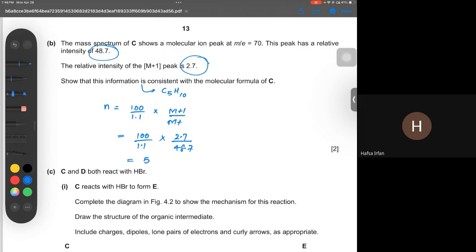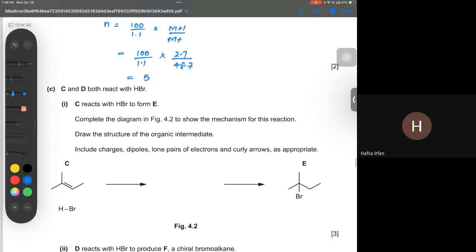Around I would be getting 5. C and D both react with HBr. Complete C reacts with HBr to form E. Complete the diagram in figure 4.2 to show the mechanism for this reaction. Draw the structure of the organic intermediate. Include charges, dipoles, lone pairs of electrons, and curly arrows as appropriate.